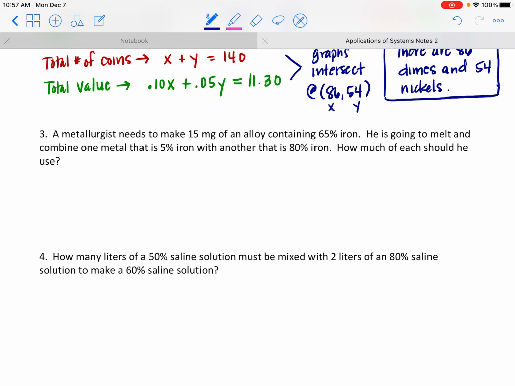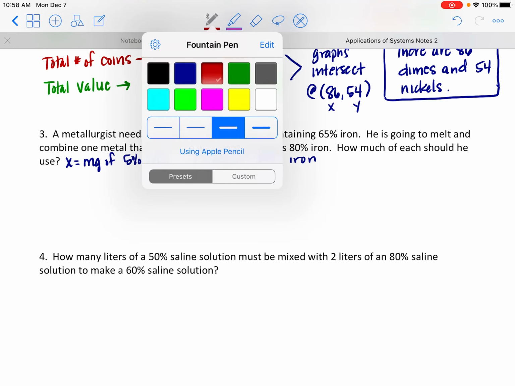So I'm going to let X equal the milligrams of the 5% iron that he's going to use in his mixture. And I'm going to let Y equal the milligrams of the 80% iron. So how much of the 5% and how much of the 80% does he have to put together to make his mixture? Okay, so there's our two variables.